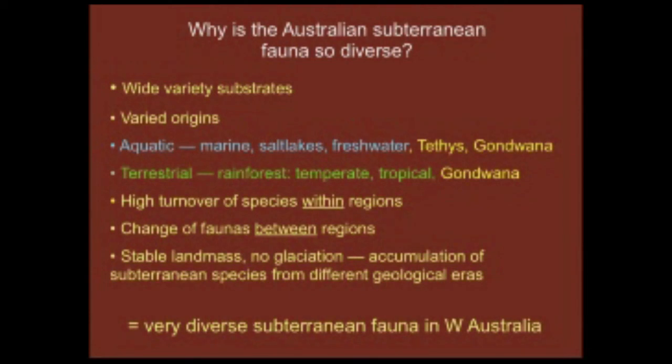And Australia also is probably the most stable of continents. It's a very old continent, which is why we have to supplement our agriculture with nutrients of various sorts and trace elements. There's been no glaciation, I mean since the Permian, so many hundreds of millions of years ago, there hasn't been a continental glaciation in Australia. And so this allows the accumulation of subterranean species through geological eras.